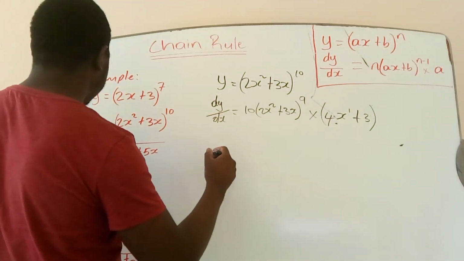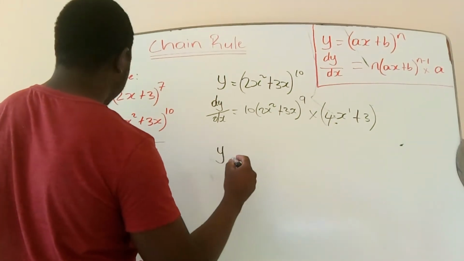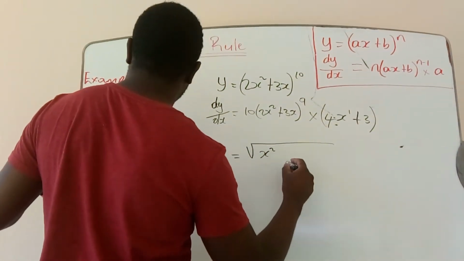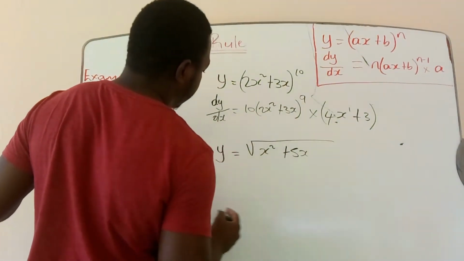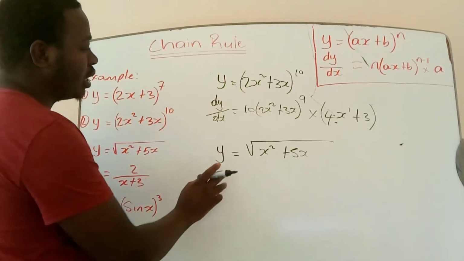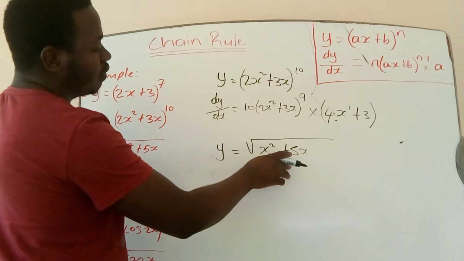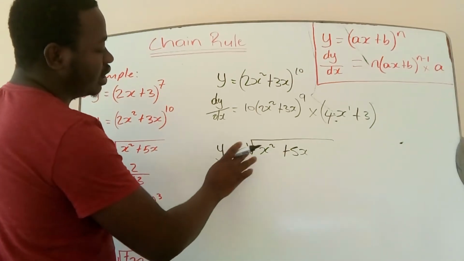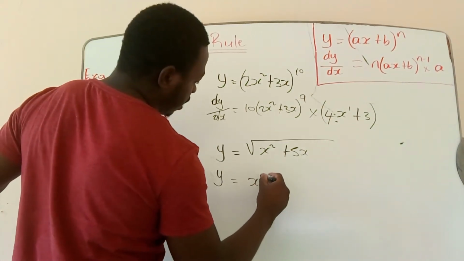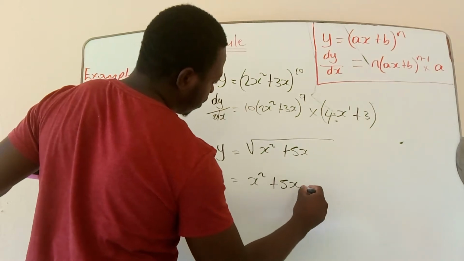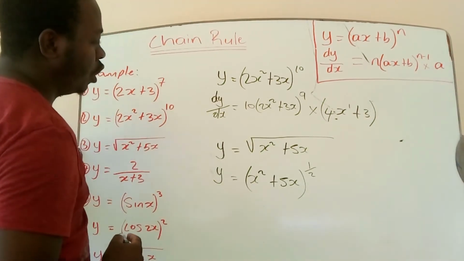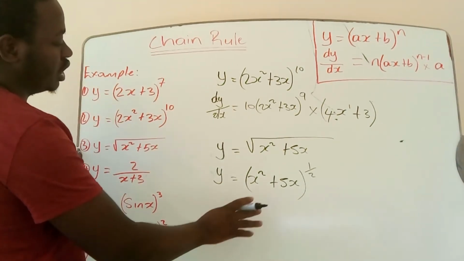Let's say you have a function y equal to the square root of (x² + 5x), and you are asked to differentiate this function using the chain rule. One technique that you can use is to rewrite the function using your laws of indices knowledge. So you could say that y is equal to (x² + 5x), all of that raised to the power of 1/2. Now you just differentiate normally using the chain rule.